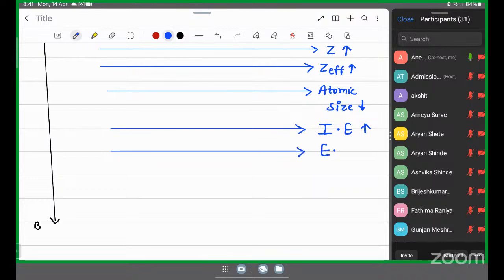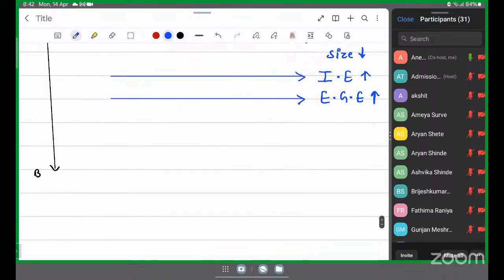Electron gain enthalpy will also be in increasing order, because if Z effective is greater going left to right, it means nuclear attraction at the outermost shell is increasing, which will try to hold the electron, or will try to accept the electron easily. So electron gain enthalpy will increase. Electronegativity will also increase.